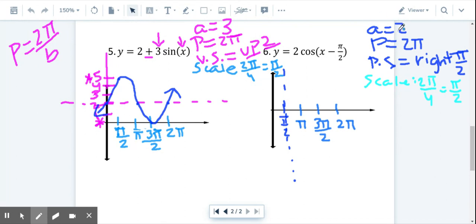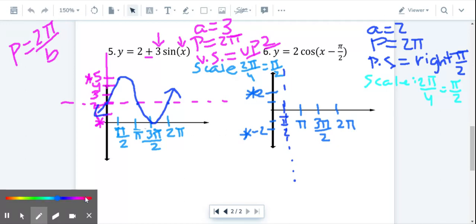Now I need to label my y-axis. So y-axis is based off amplitude. Go up 2 and down 2. And since there's no vertical shift up or down, it's just 2 and negative 2 where our asterisks are.